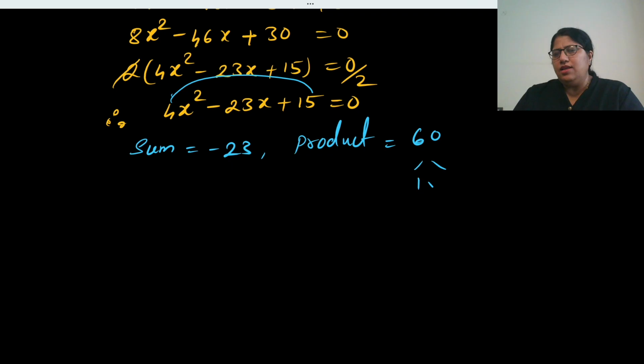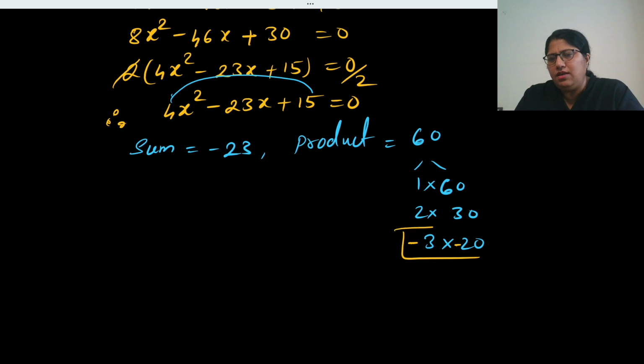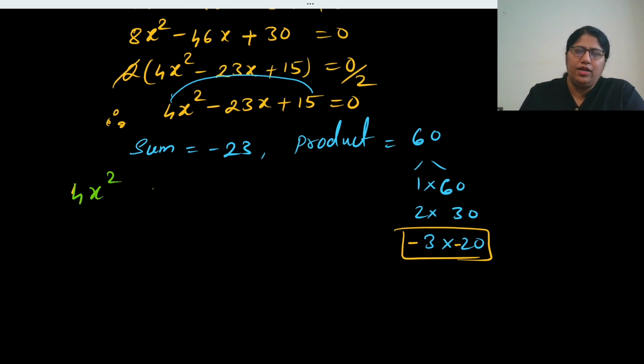Now just list the factors here: 1 times 60, 2 times 30, and you need to keep seeing when you are going to get minus 23. Then 3 times 20. Now here you already got it, 23, 20 and 3. So both will be negative, because I need minus 23 and positive 60. So now expand, do the splitting of the middle term: 4x square minus 3x minus 20x plus 15 equals 0.